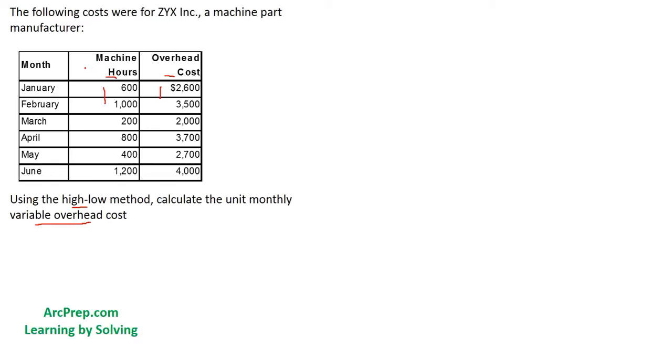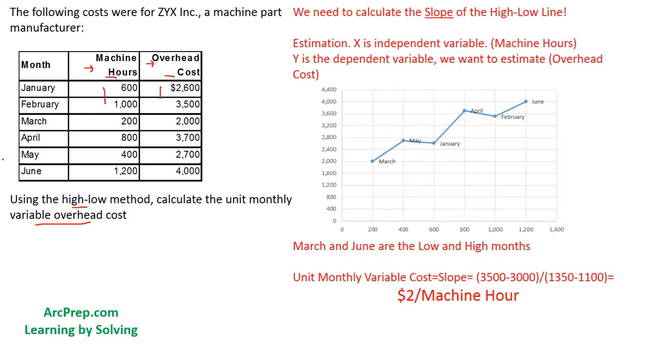So again, what we are trying to do is, this is our driver, and this is what we are trying to estimate, the overhead cost. When we say variable, what we are really talking about is the slope. In the high and low method, as you see on the graph, we need to graph the machine hours, the thing that is driving the overhead cost. And overhead cost is always on the y-axis, the one that we are trying to estimate. And we plot it based on different months.